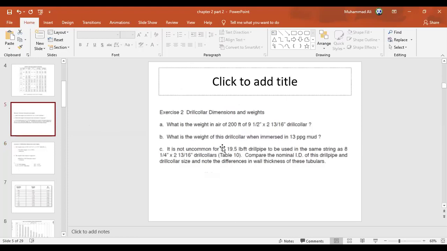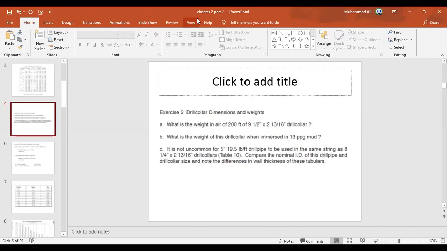It is not uncommon for 5-inch, 19.5 pound per feet drill pipe to be used in the same string as 8 1/4 by 2 13/16 collar. What we are trying to do is make a drill string, which is a use of some drill pipes as well as some drill collars and some other equipment. It's a complete package of drill collar, drill pipe, and some others. We use 19.5 pound per feet drill pipe, 5-inch outside diameter, with the 8 1/4 by 2 13/16 drill collar.